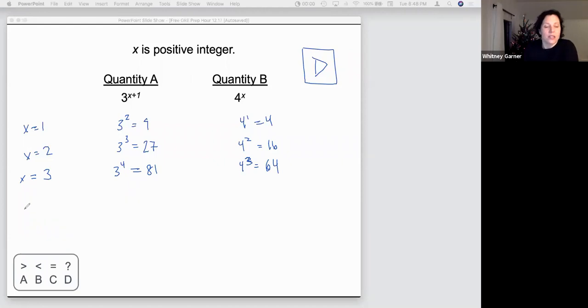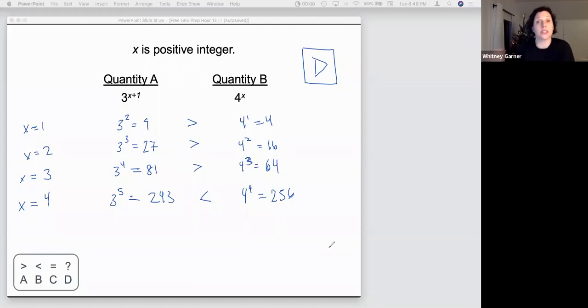Exactly. So if I don't really want to go any further, maybe I picked A then. Well, here's what happened. I picked A when, if I had gone one more, 3 to the 5th, don't forget you do have a calculator, 3 to the 5th is 243, while 4 to the 4th is 256. So in the first 3 cases, quantity A was bigger. In the last case, it was quantity B.